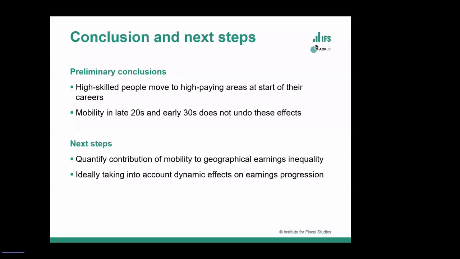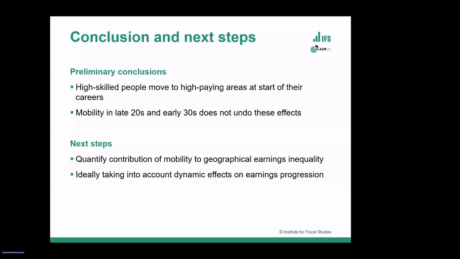So in terms of next steps, what we're working on now is trying to really quantify the contribution of mobility to geographical earnings inequality. And ideally, we'd like to do this in a way that takes into account the dynamic effects of places on people's earnings progression. So far, I've just talked about static premiums in earnings that people get across places. But one thing we see in the data is that earnings growth is actually also faster in London and a handful of other places than in the rest of the country.